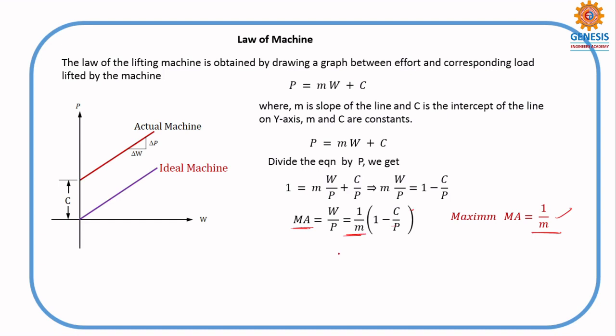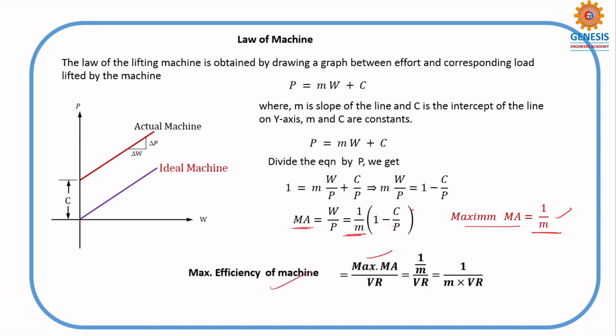Next one is, if I get this maximum mechanical advantage, so what is the maximum efficiency of the machine? It is maximum mechanical advantage by velocity ratio. So velocity ratio must be known to you. There are some formulas you can use to find this out. So for the actual machine, this is the maximum efficiency that the machine will have.